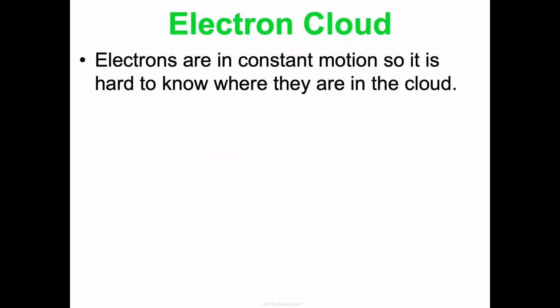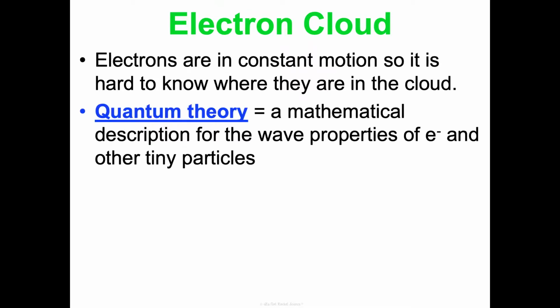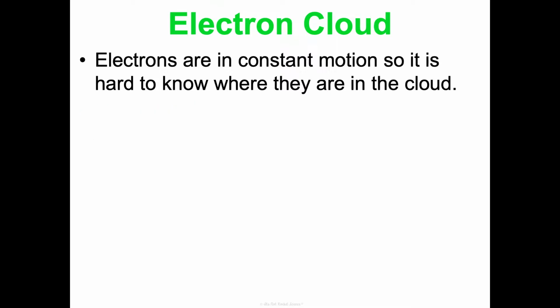Okay, so I feel like we've talked about this so much, but you know that electrons inhabit the electron cloud in the atom, which surrounds the nucleus. And electrons are in constant motion, so it's hard to know where they are in the cloud. We talked about in the previous unit how we know that the cloud's divided into energy levels, and the electrons are in those energy levels, but where are they specifically?